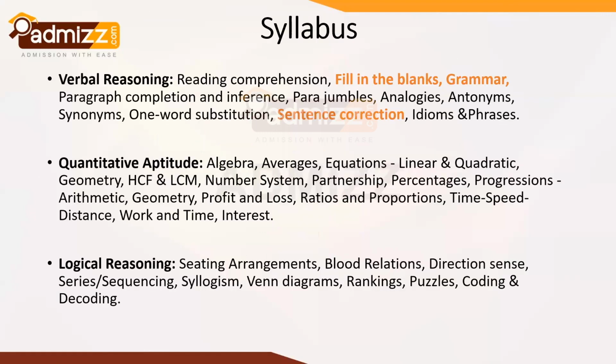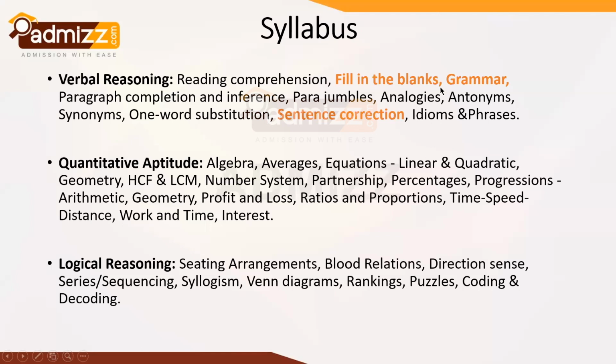Previously, we were discussing verbal reasoning, the first category among the three categories that will come in the PRAGATII exam. Today, we're going to continue where we left off last time. Last time we did analogies, antonyms, one-word substitutions, and idioms and phrases. Today we're going to do the parts that are highlighted in orange.